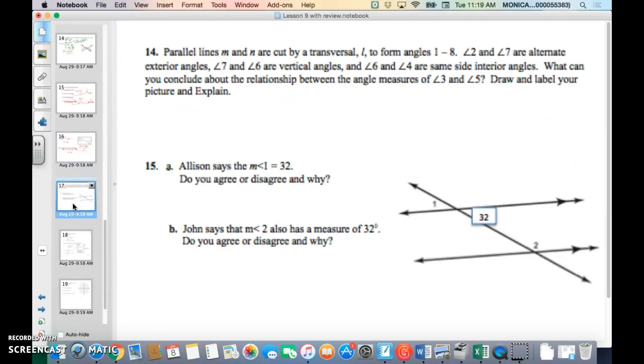Parallel lines cut by a transversal for number 14. If you draw a picture, first, this is the key, draw your picture, and then you're going to have to go ahead and label. So 2 and 7 are alternate exterior. And yours might be a little different than mine, but 2 and 7, 7 and 6 are vertical, 6 and 4 are same side interior. What can you conclude about 3 and 5?